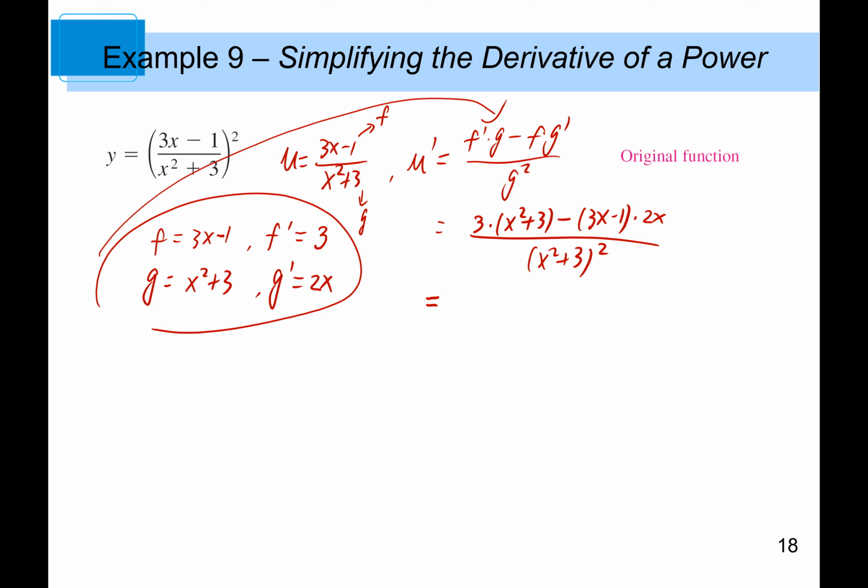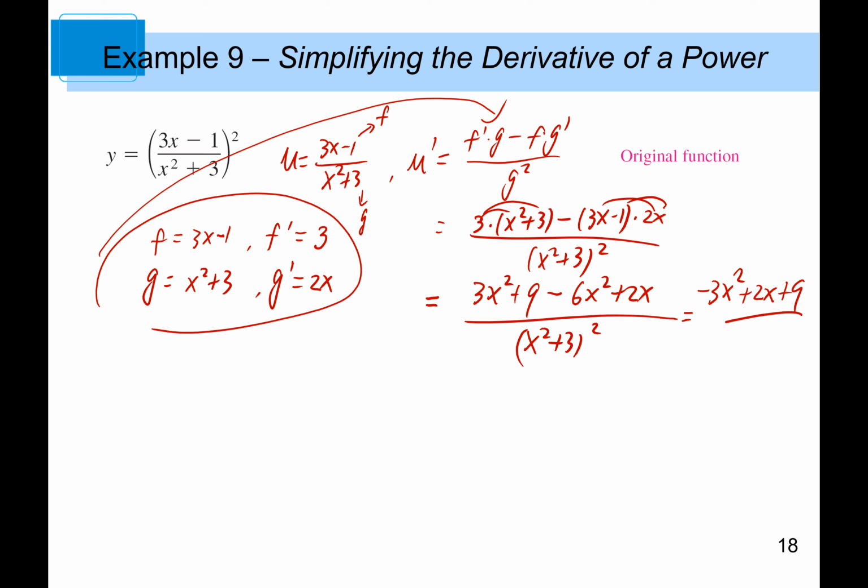And I just distribute it. Okay, so 3x squared plus 9 minus 6x squared plus 2x over x squared plus 3 to the second. And combine like terms, we have negative 3x squared plus 2x plus 9 over x squared plus 3 to the second.